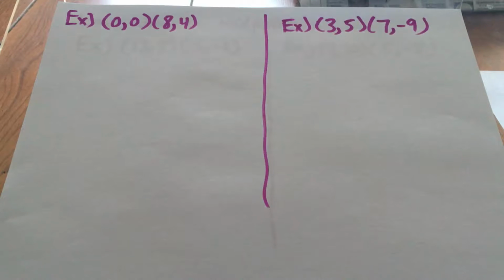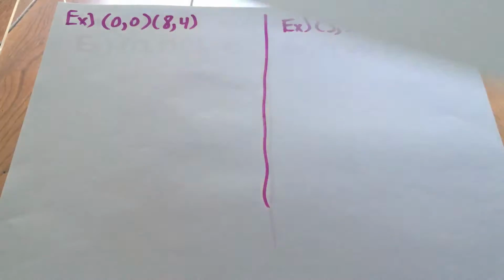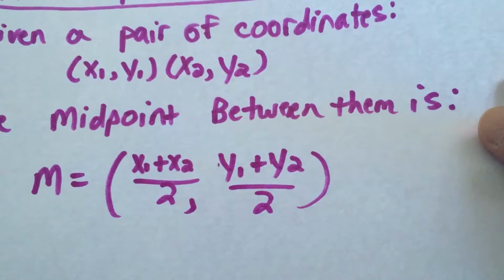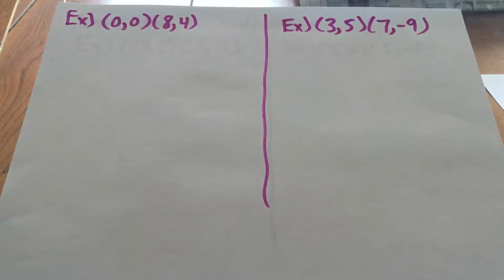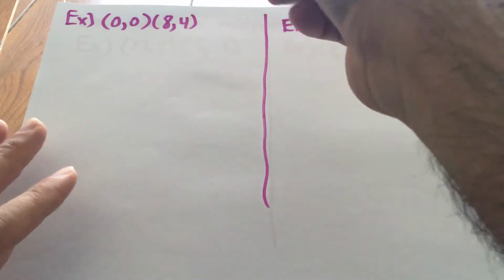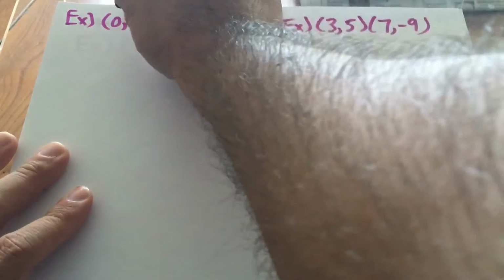Notice in the first example, I've got the coordinate point 0, 0. I've got the coordinate point 8, 4. All right. Now we need to label them. If we're going to use the formula that we use here on this paper, let's label one x1, y1, and the other x2, y2. Doesn't matter which one is which. So we'll call the first one x1, y1. We'll call this one x2, y2.